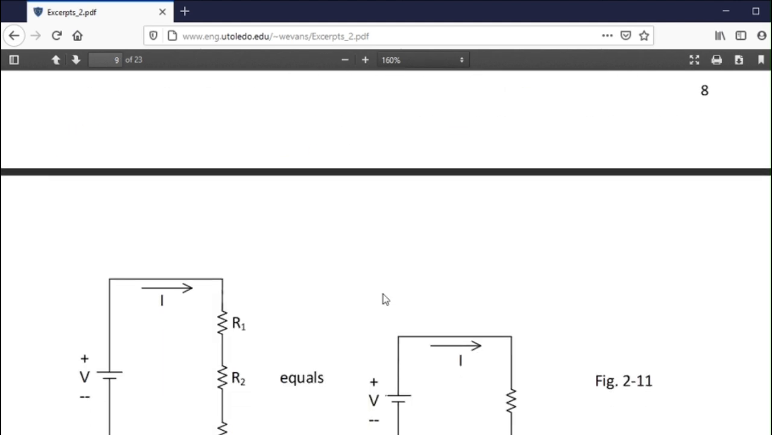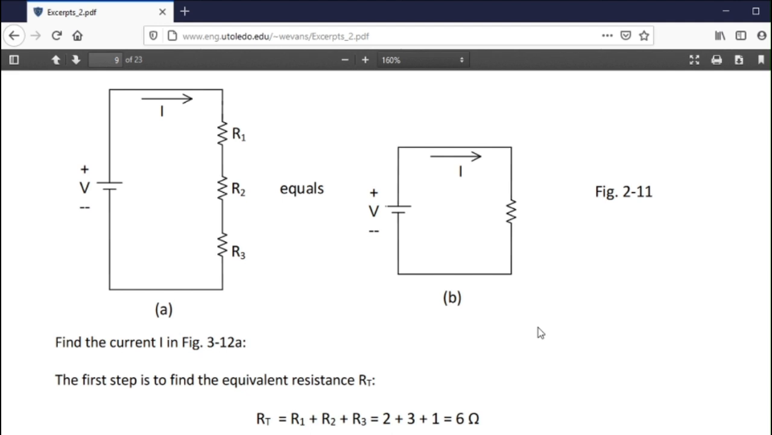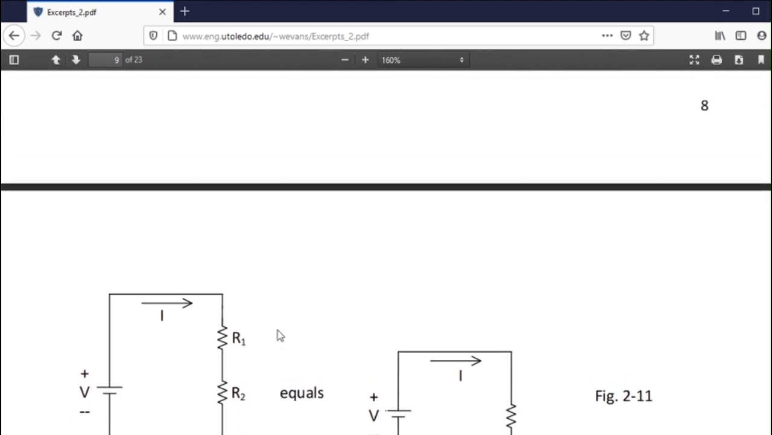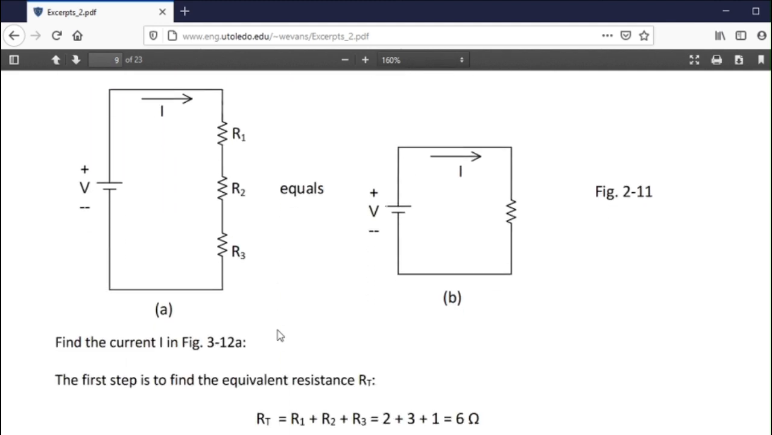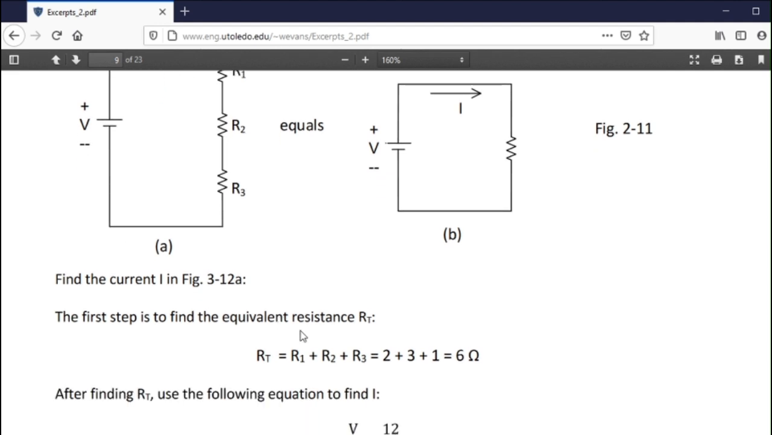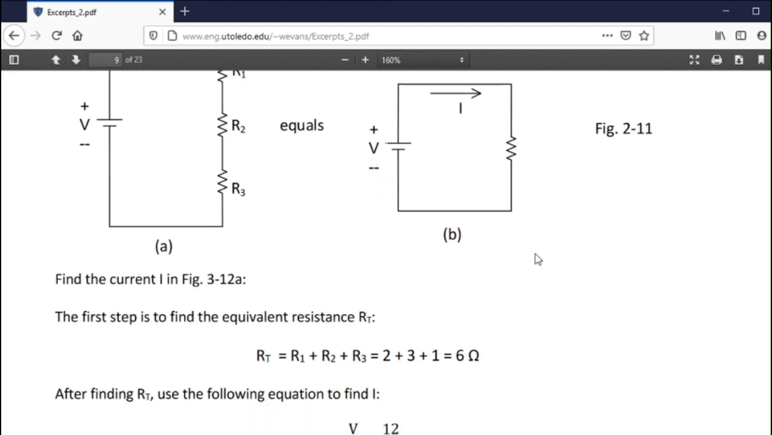Here's figure 211. Here we have R1 plus R2 plus R3. What would be the final value? RT is, okay, I should have said R1 is equal to 2 ohms, R2 is equal to 3 ohms, R3 is equal to 1 ohm. It's equal to 6 ohms, isn't it?